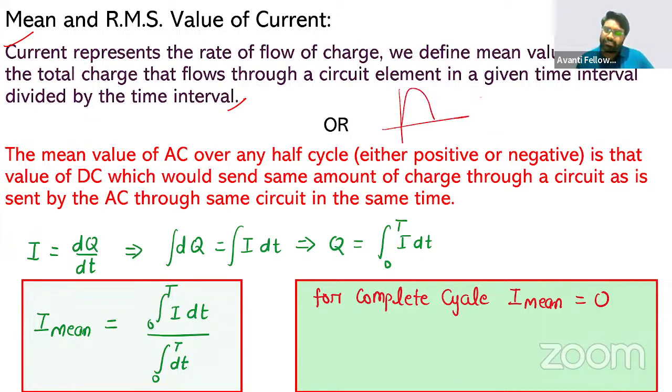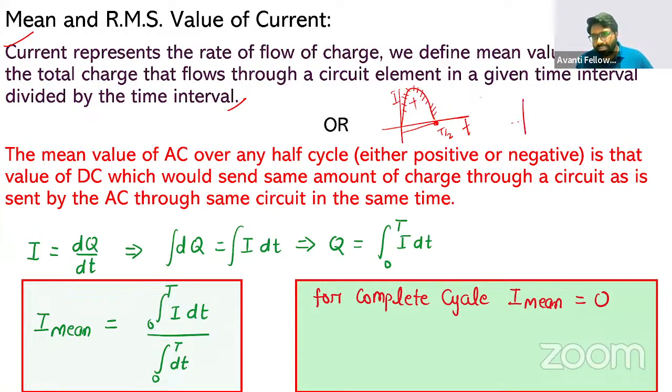देखो, suppose we are considering only this positive cycle of the alternating current. This is I and this is T. This is the positive cycle. So here, if you see from here to here, let's say the time taken is T by 2, 0 to T by 2. The current is changing its value at each and every instant of time.